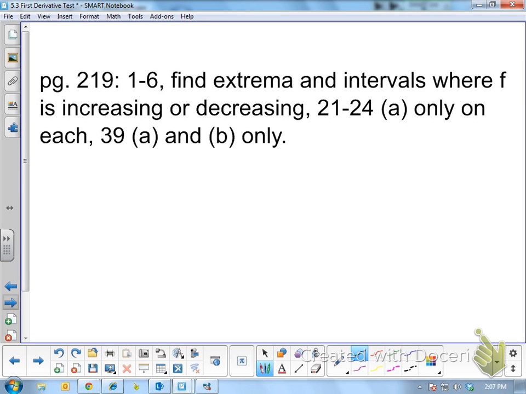So ignore the directions they say on 1 through 6. Just find intervals where f is increasing or decreasing. 21 through 24 are fine, except I should have said A only on 21 and 22. And 23 and 24 should be A and B. And then 39, just don't do 39. So it's 21 through 22 should be A only. Okay. 23 and 24 should be A and B.